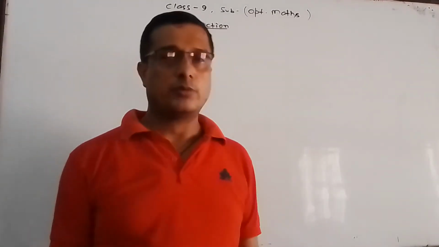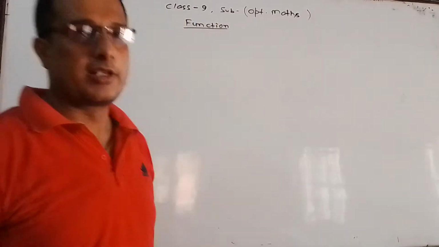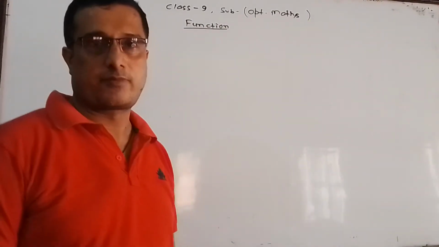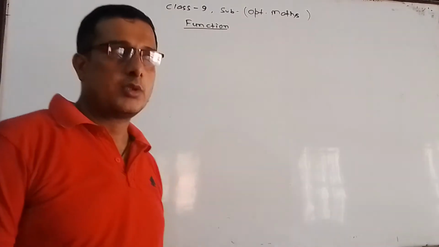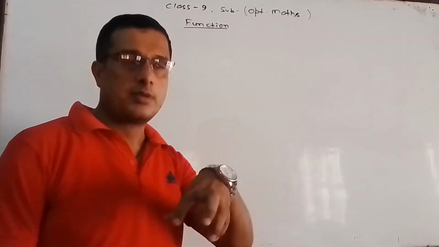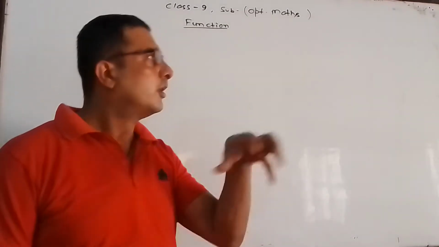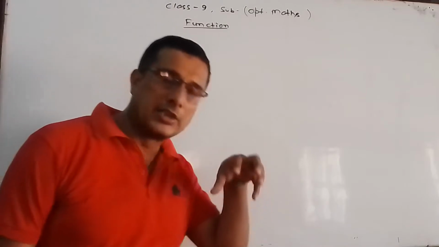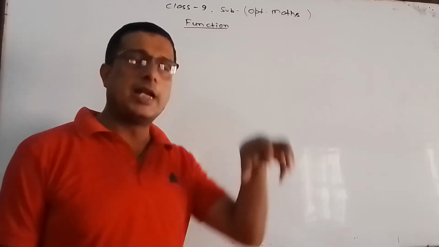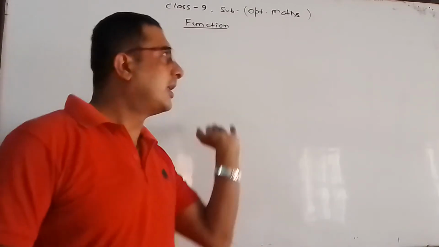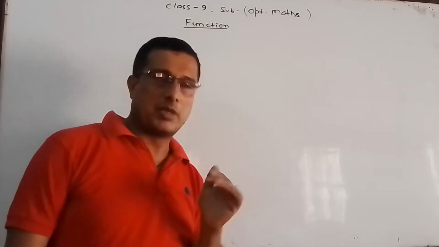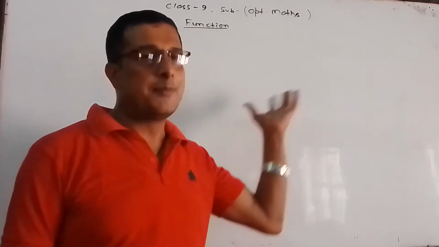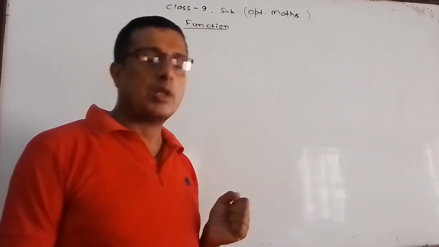Today I am going to teach you from class 9, subject OPT Maths. Topic is function. So, how to define function? Before function, you must know about the ordered pair, Cartesian product, and relation. Then you can define the relation. In my previous video I have already explained these terms. Today I am going to explain only function.